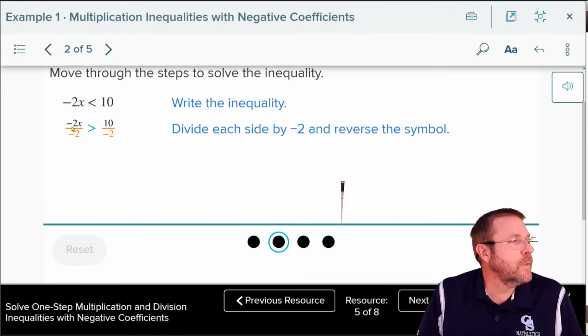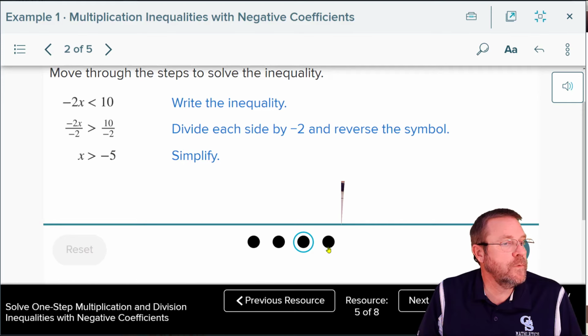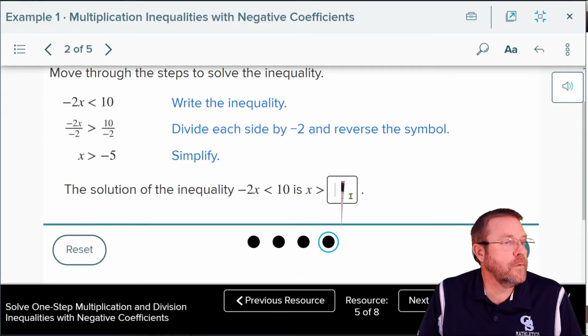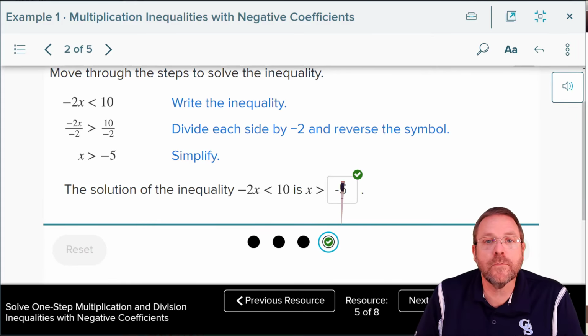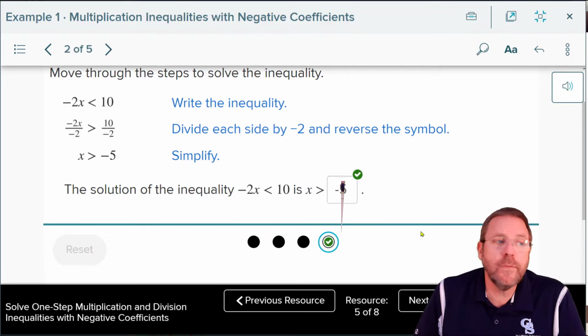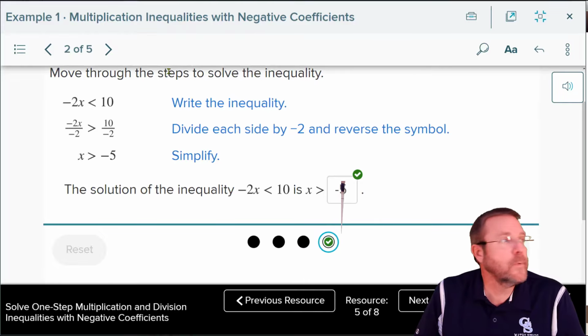So from here, -2 divided by -2 is a +1. +1 times x is going to be x. +10 divided by -2 is going to be a -5. So our final answer, x is going to be greater than -5. And that's all there is to doing that. I mean, it's super simple, guys. Works just like the equations. Only thing now is that we're dividing by a negative sign, so the sign's going to flip.